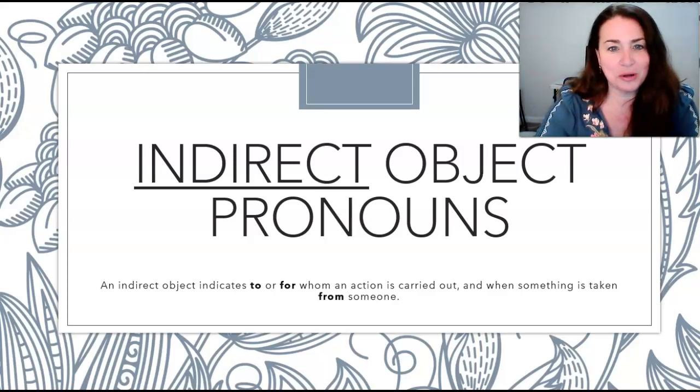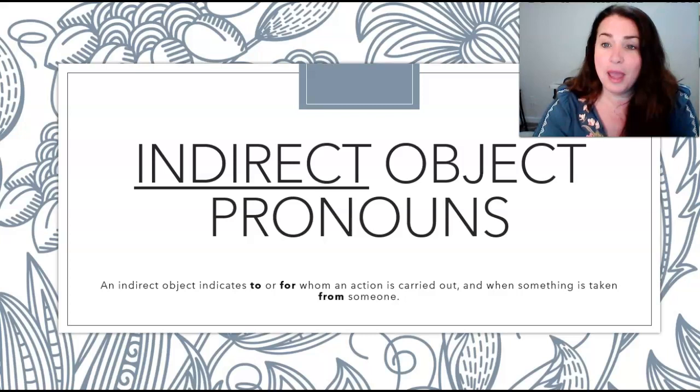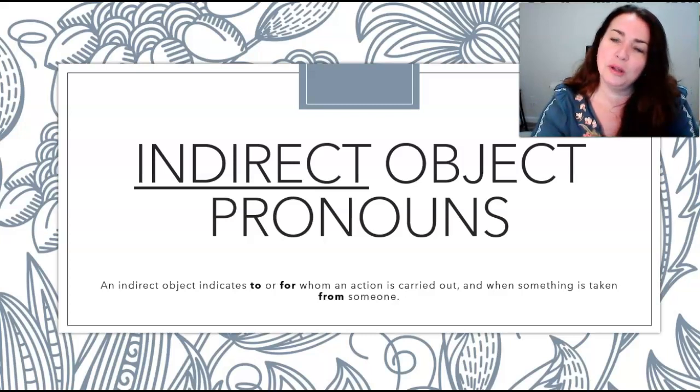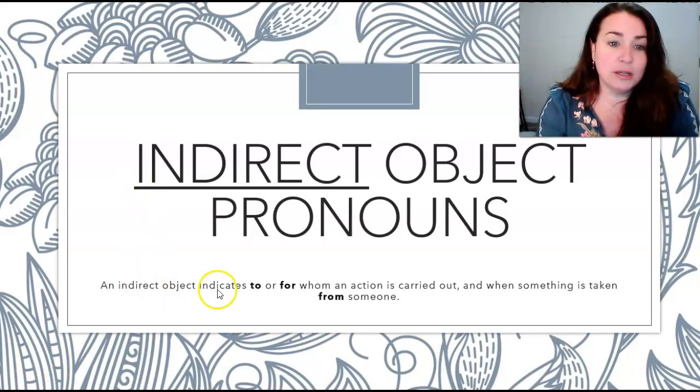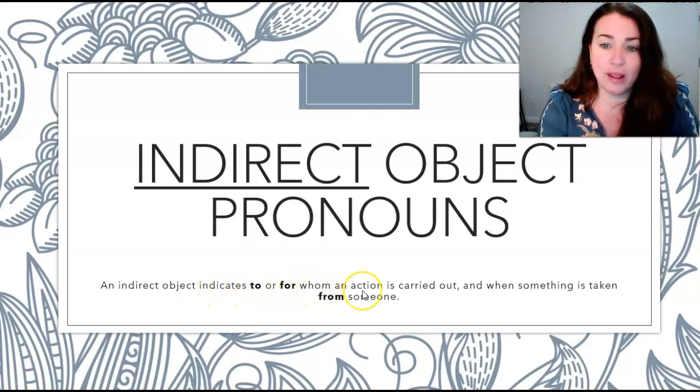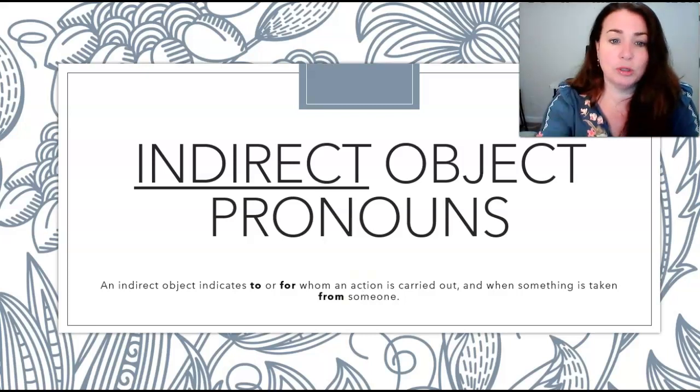So two weeks ago we talked about direct object pronouns and we replaced them. We're going to go over that for just a minute at the beginning of this one so you'll see where you can have your skills and then build from those. So what is an indirect object pronoun? An indirect object indicates to or for whom an action is carried out, and when something is taken from someone. So it's to, for, or from. That's when you're going to use this.